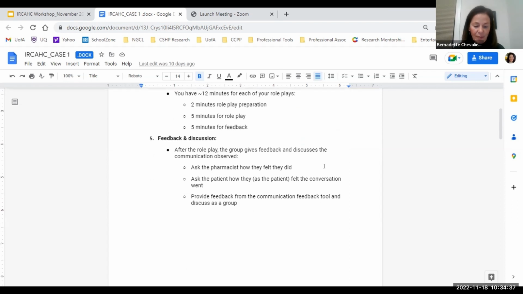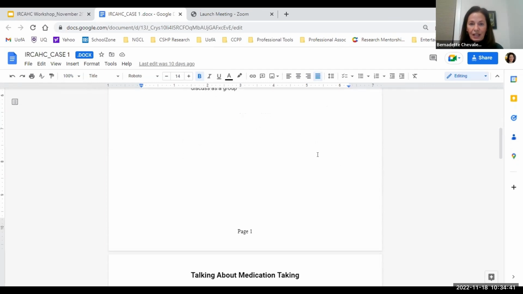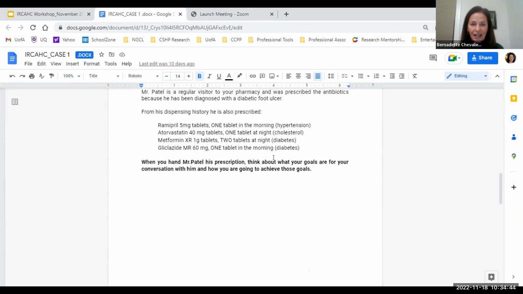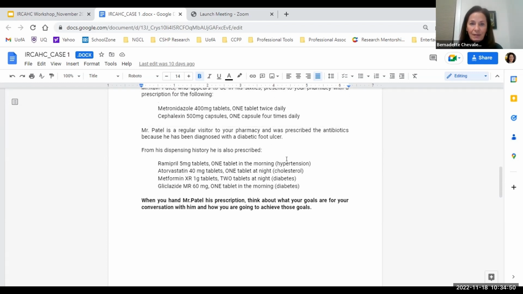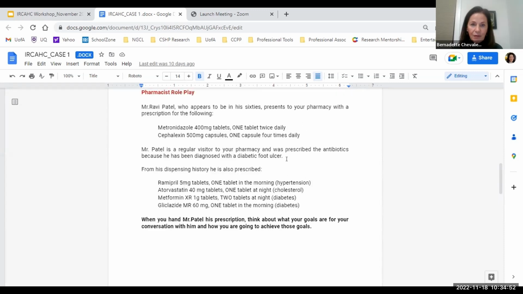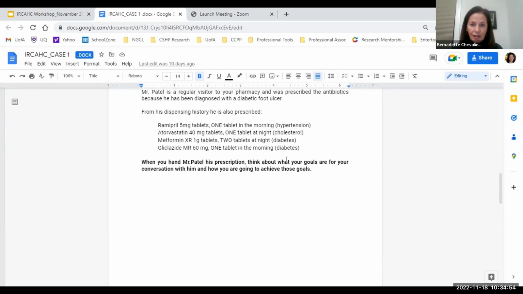And I remind them again about the pharmacist and patient's goals. So the first page is the pharmacist. So looking at what are the goals, like really wanting them to think about what the goals are. This was a new prescription, some antibiotics for, I think, diabetic foot, this one, yeah.